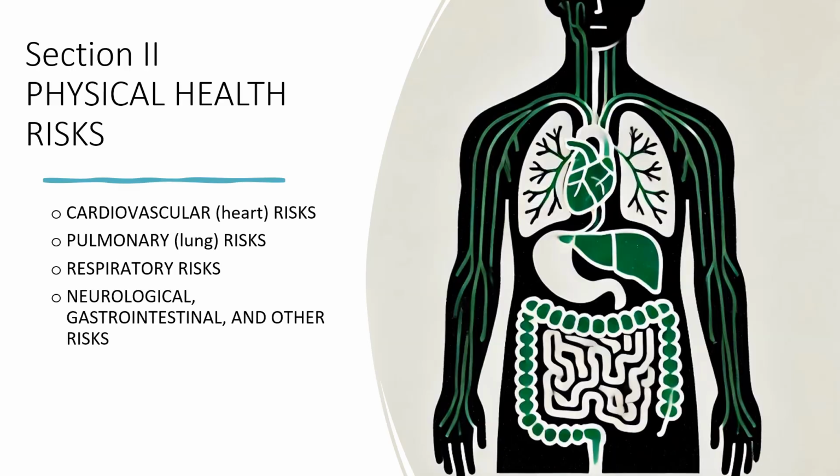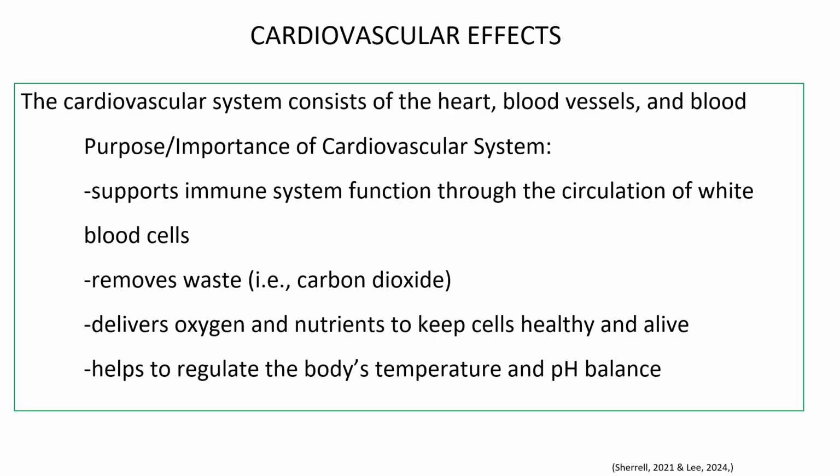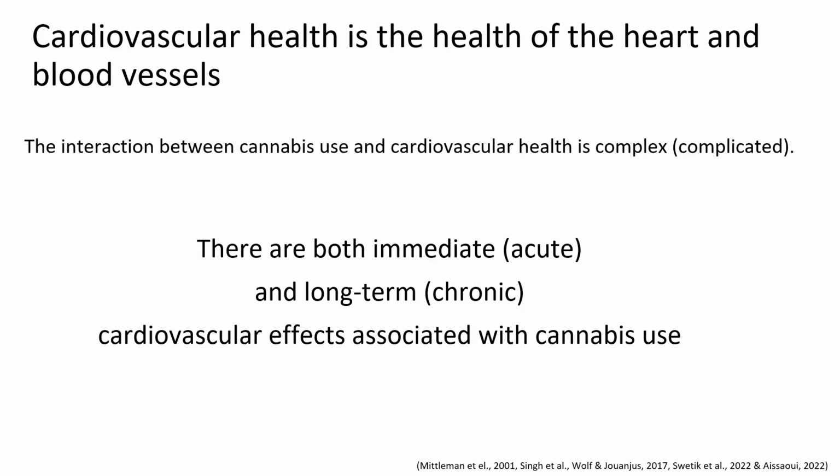Section 2, physical health risk: cardiovascular risk, pulmonary risk, respiratory risk, and neurological, gastrointestinal, and other risk. The cardiovascular system consists of the heart, blood vessels, and blood. It supports immune system function through the circulation of white blood cells. It removes waste, delivers oxygen and nutrients to keep cells healthy and alive, and helps to regulate the body's temperature and pH balance. Cardiovascular health is the health of the heart and blood vessels.